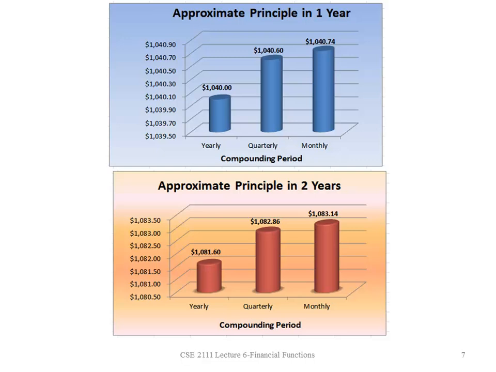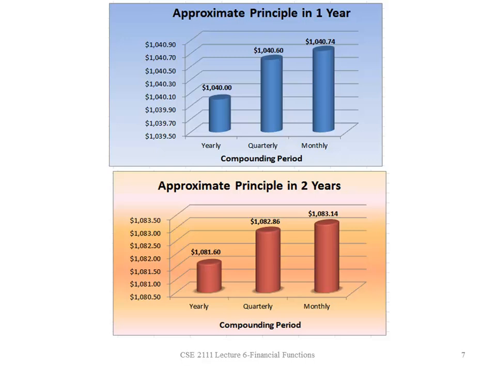Let's take a look at this in a graph. If we put that $1,000 in the savings account for 1 year, at the top you see that at the end of 1 year, if we compound it yearly, we'll have $1,040 in our savings account. If we compound it quarterly, we'll have $1,040.60. If we compound it monthly, we'll have $1,040.74.